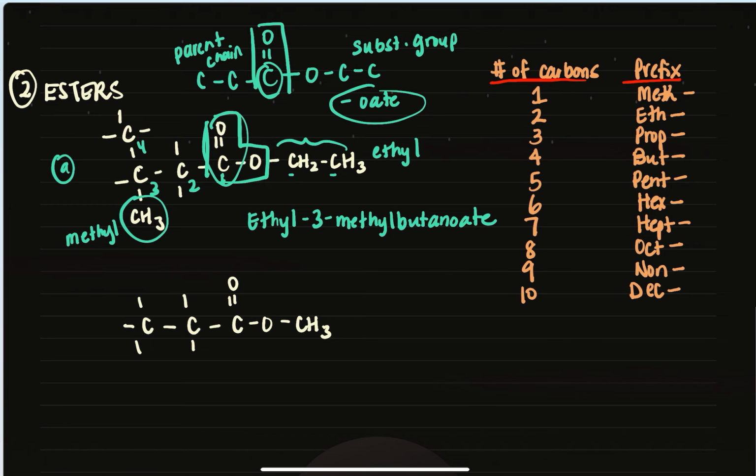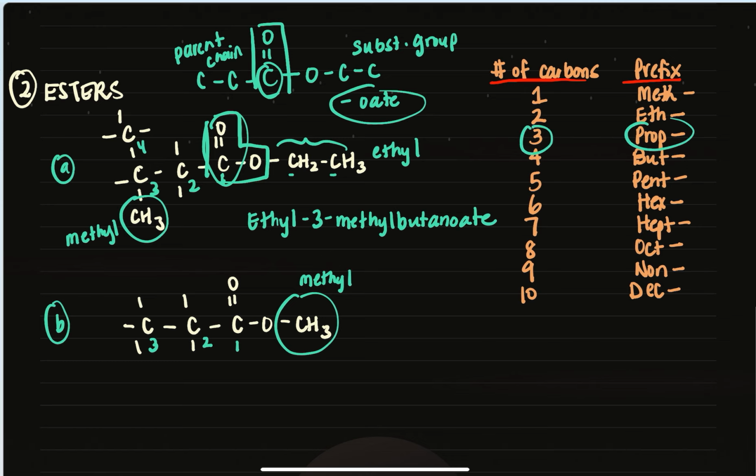Okay, let's try another ether example here. This one's a little bit more straightforward. So again, identify your parent chain, identify your substituent group. The parent chain is going to be the one connected to the C double bond O. So here's my parent chain, 3 carbons, no substituent groups. We only see single bonds. And then this will be your substituent group. There's only one substituent here. This is a methyl.